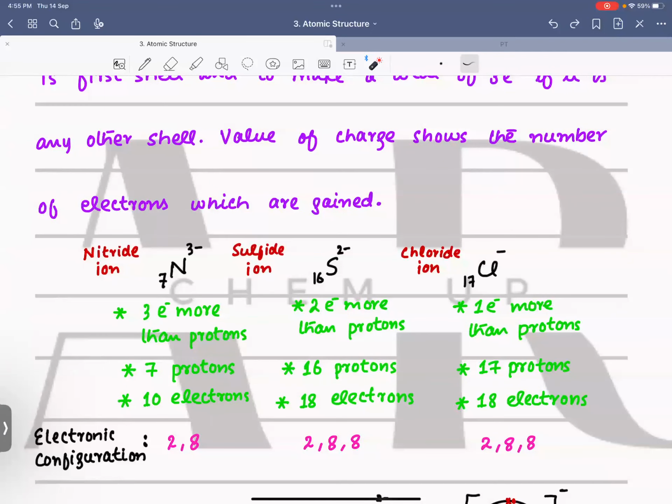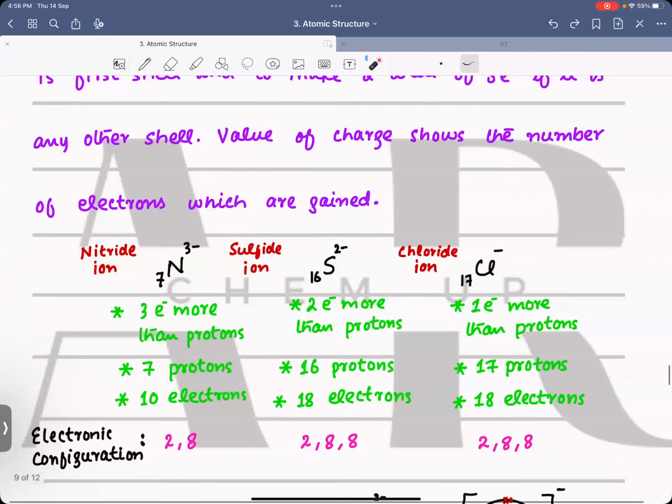Now, if it's not a nitride ion, then how many electrons were there in the outermost shell? Now it's a nitride ion, right? And when it's a nitride ion, there are 8 electrons in its valence shell. If it's an atom instead of this ion, then how many electrons does it have? 5. Because see, it gains 3 electrons, so that's why it is going to have 5 electrons.